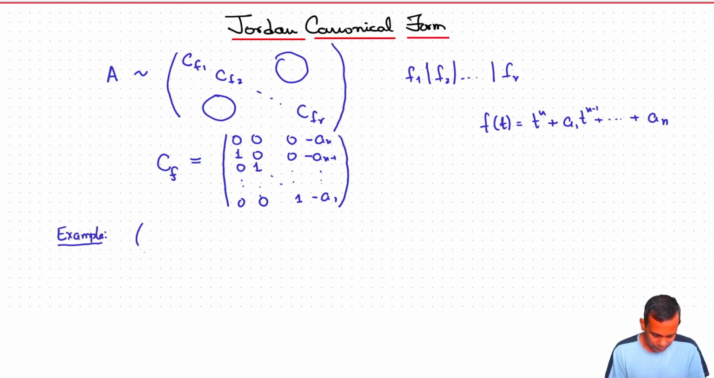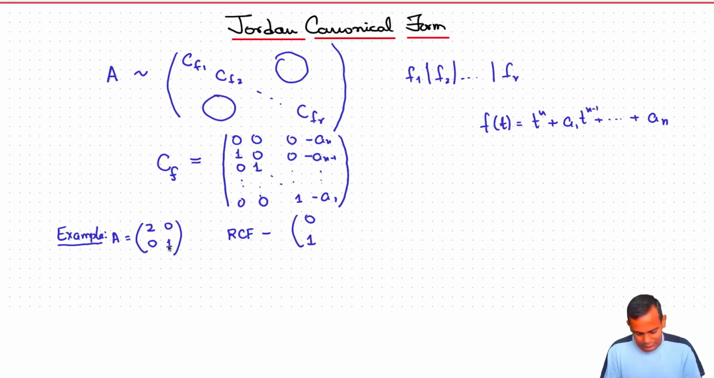Just take the matrix with rows 2, 0 and 0, 1. Its rational canonical form is the companion matrix of its characteristic polynomial, if you work it out. And its characteristic polynomial is t squared minus 3t plus 2. So the matrix will have rows 0, minus 2 and 1, 3. That's the rational canonical form of the matrix 2, 0, 0, 1.